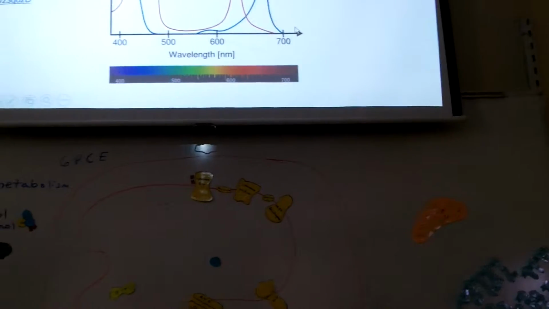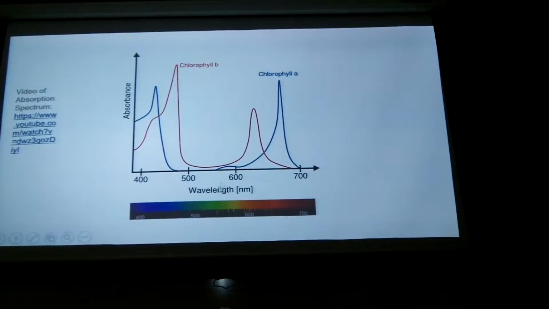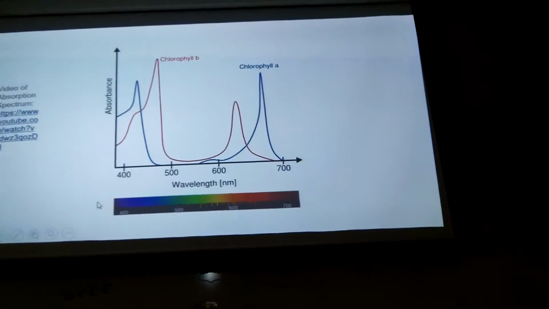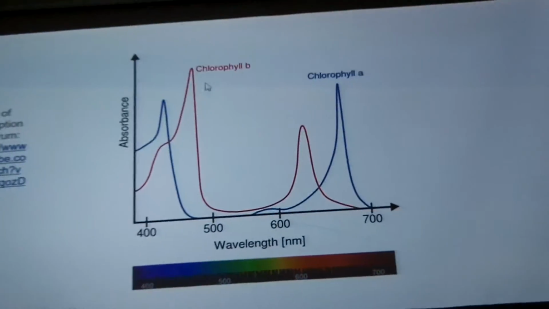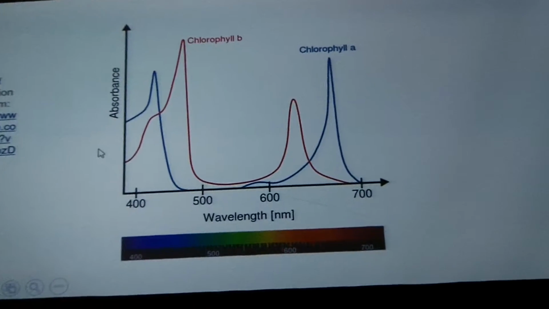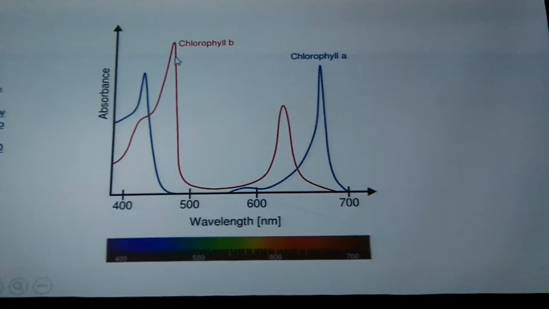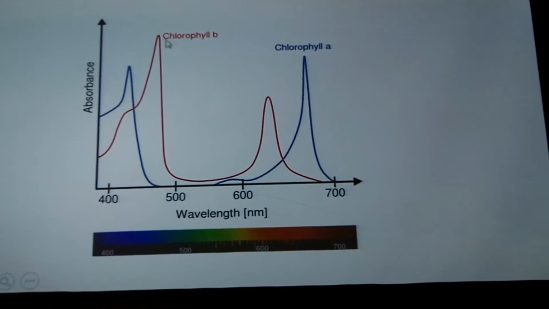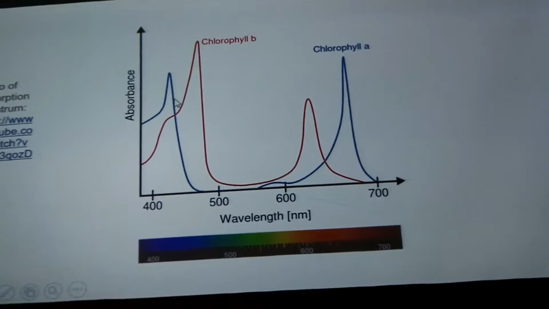Now, did you know when sunlight comes down, it consists of all the colors? Red, orange, yellow, green, blue, indigo, violet. Everything's absorbed but green. So if you look at the chart, blue is absorbed really well by chlorophyll A and B. This shows what colors are absorbed the most. Look at this big peak right here. That's the blue color. Chlorophyll B really absorbs blue well. Chlorophyll A really absorbs violet well.